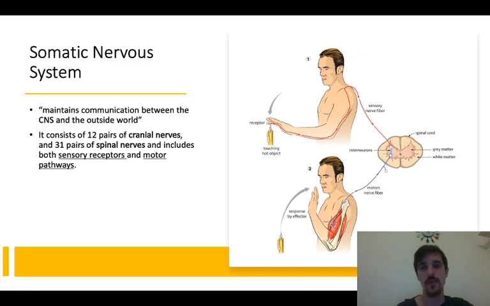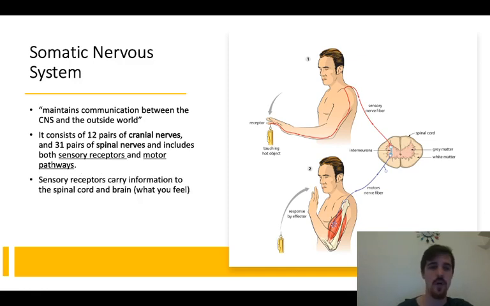I've got a picture here which can hopefully explain what I mean by this. Your sensory receptors carry information to your spinal cord and brain. In this case, this person has a candle here that they are feeling. They feel it here. This is your sensory because you're sensing something. It's to do with your feeling. He feels the heat, and that signal travels up to his spinal cord, which will then travel up through his CNS to his brain.